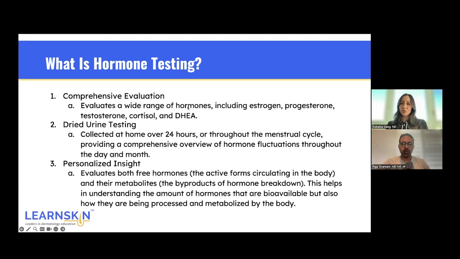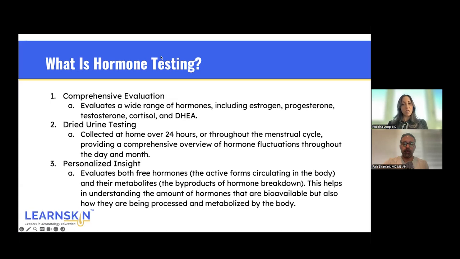We can now look at progesterone and its metabolites, as well as androgens and their metabolites too, and see how they all play a role with one another. So hormone testing is more than just looking at lab markers through your blood. We can look at it in a variety of different ways.